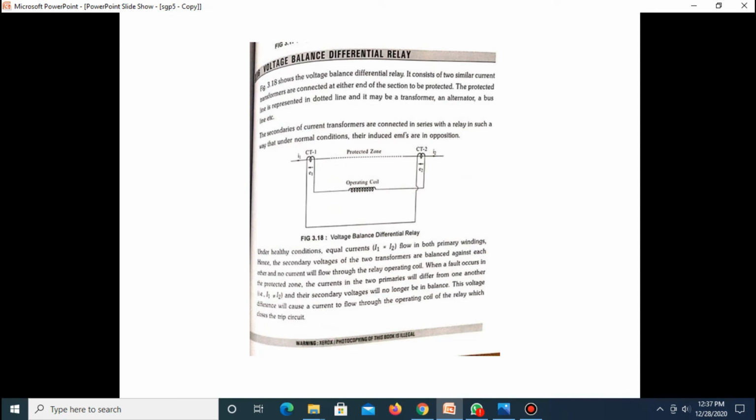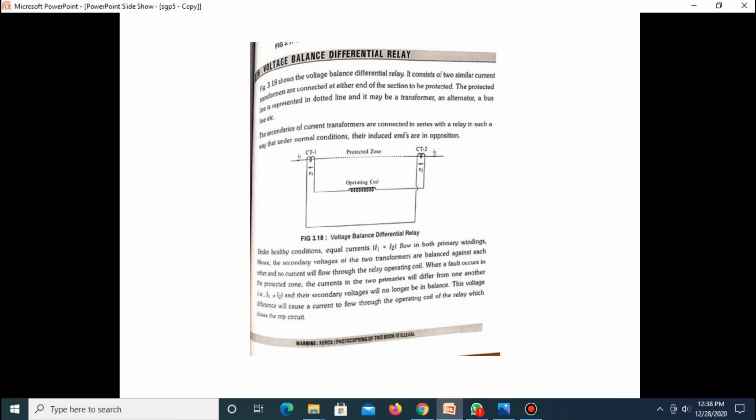The secondaries of the current transformers are connected in series with the relay. This is the primary and this is the secondary, connected to the relay. Under normal conditions the currents are equal in the primary winding as well as the secondary winding, I1 equals I2. The secondary voltages of the two transformers are balanced against each other and no current flows through the relay operating coil.